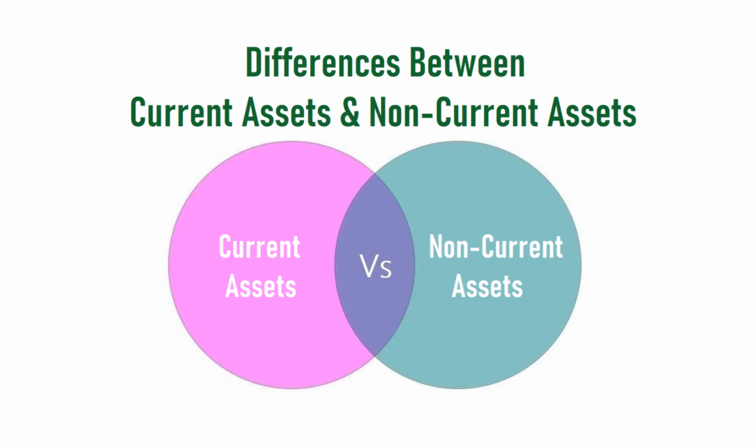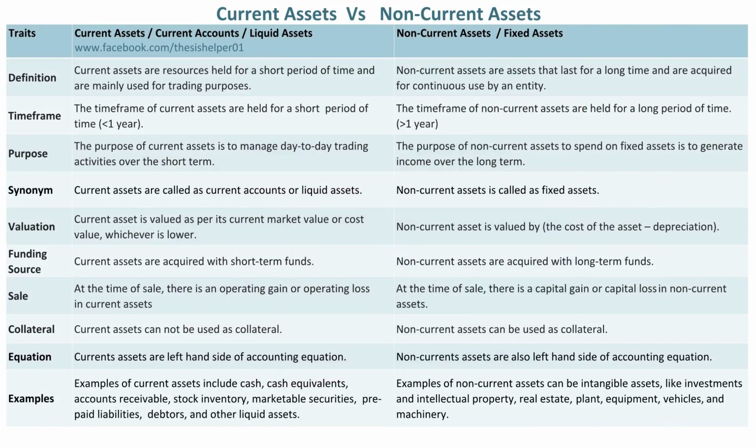Differences between current assets and non-current assets. Current assets versus non-current assets. Current assets are resources held for a short period of time and are mainly used for trading purposes. Whereas, non-current assets are assets that last for a long time and are acquired for continuous use by an entity.